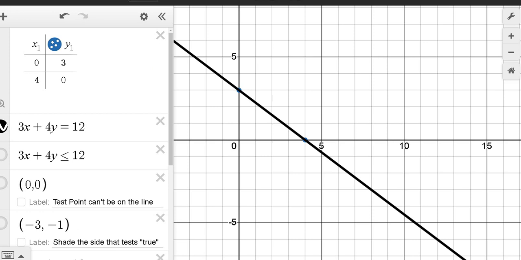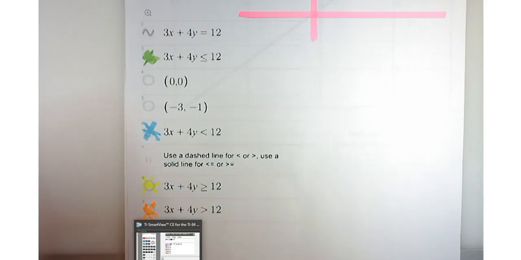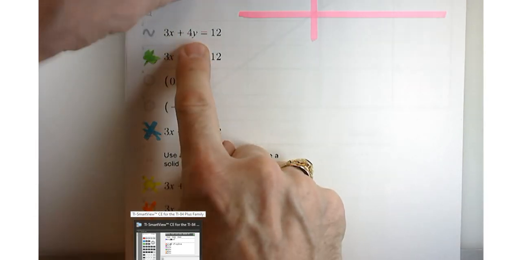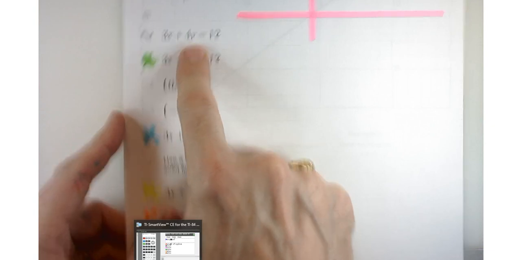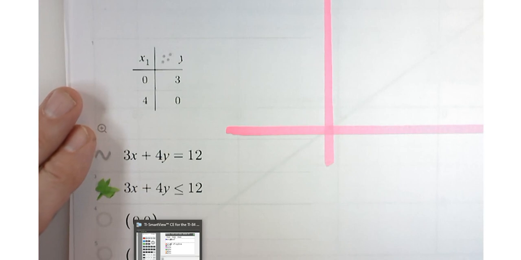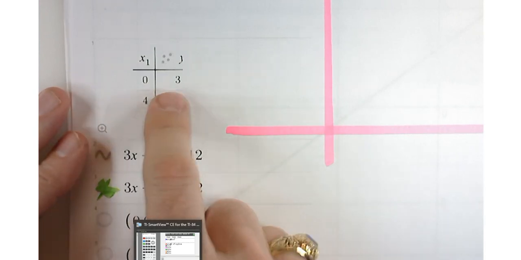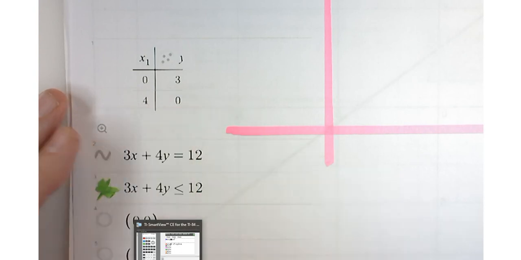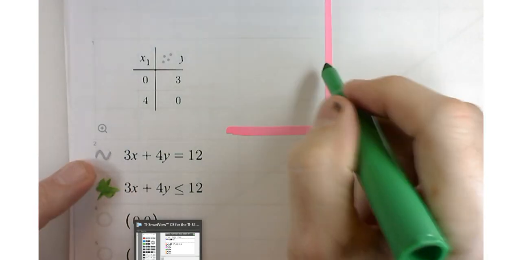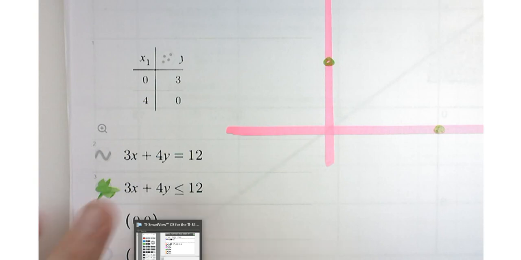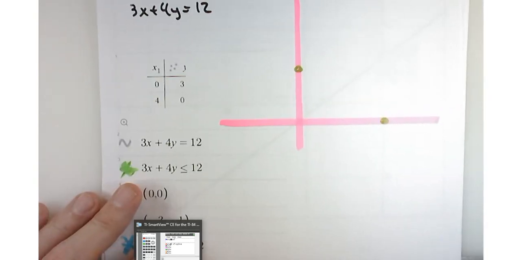Now the first thing you're going to need to do when you graph an inequality is graph the corresponding equation. So the corresponding equation for this one is 3x plus 4y equals 12. Personally, I would suggest you graph this by just figuring out a couple points. Set x equal to 0, get y equals 3. Set y equals 0, get x equals 4. So let's plot some points like that. 0, 3 is up here. 4, 0 is here.